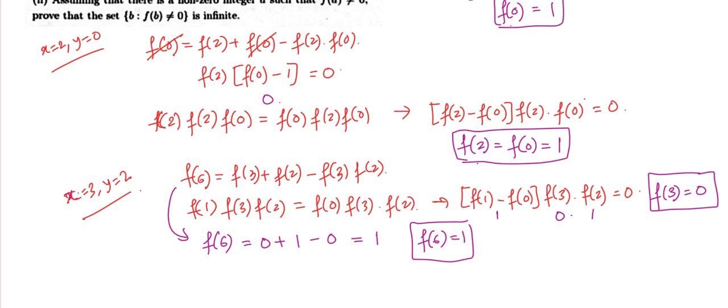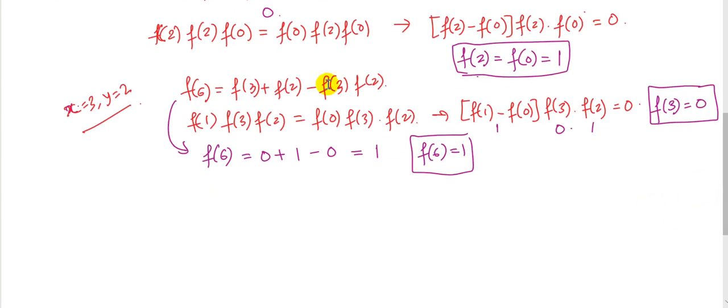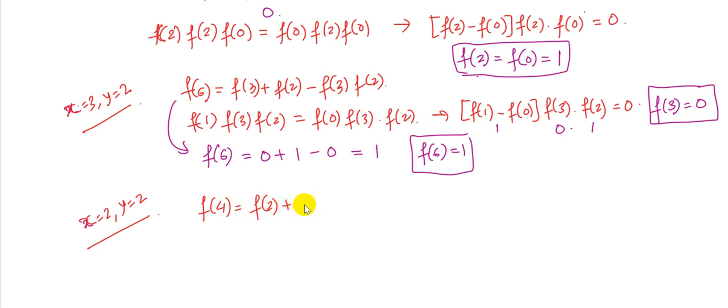Now we are left with f of 4 and f of 5 to ascertain the pattern of the series. So we put x equal to 2 and y equal to 2 in both the equations. So we get f of 4 equals f of 2 plus f of 2 minus f of 2 into f of 2. Now we know that f of 2 is equal to 1. So this becomes 1 plus 1 minus 1, which is 1. So f of 4 becomes equal to 1.